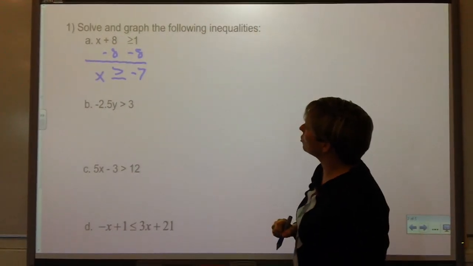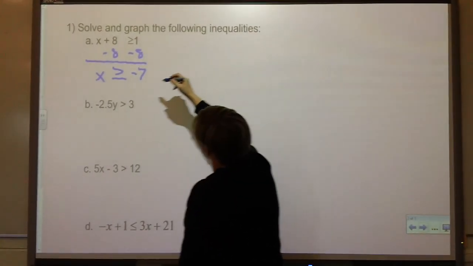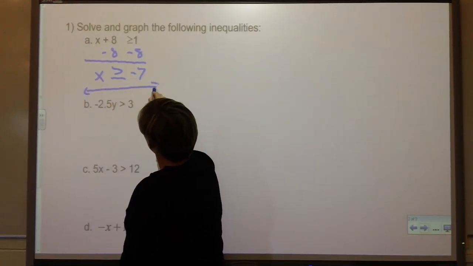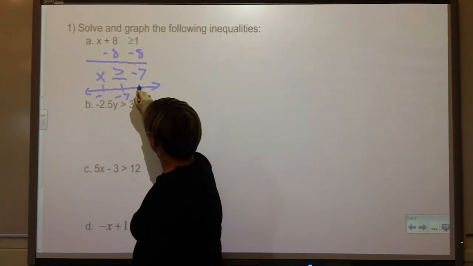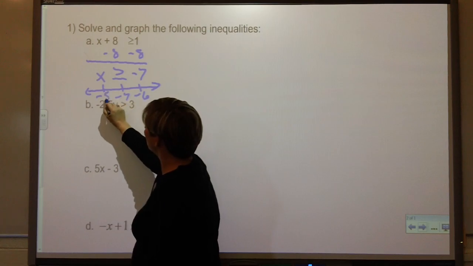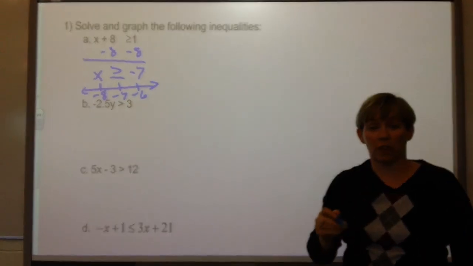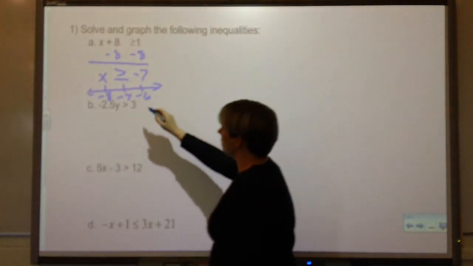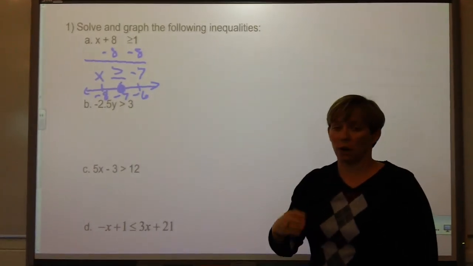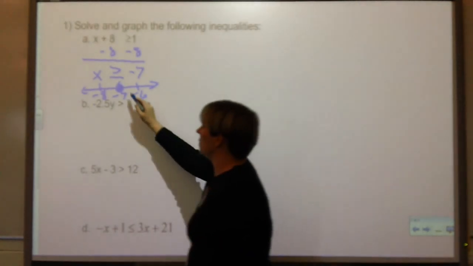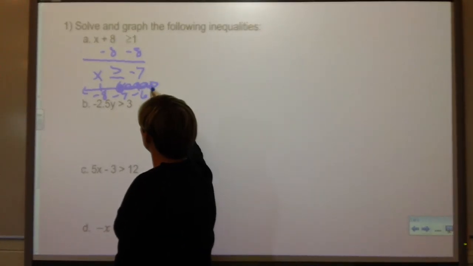Okay? The directions do ask me to graph, so I'm going to graph that on my number line. I do need to show numbers here, and I do need to show how my numbers are going. Greater than or equal to means closed in circle. And then I want all of the numbers that are greater than or equal to negative 7, so that would be all the numbers on this side.